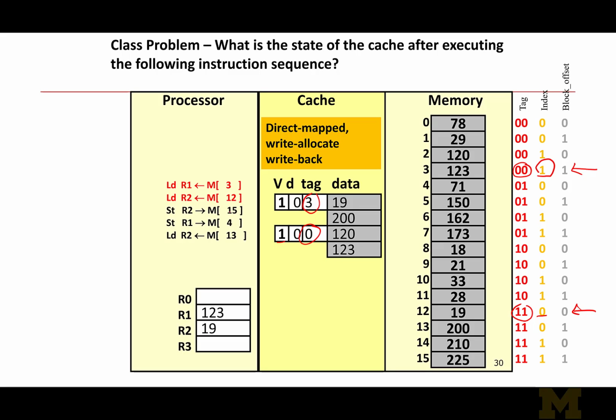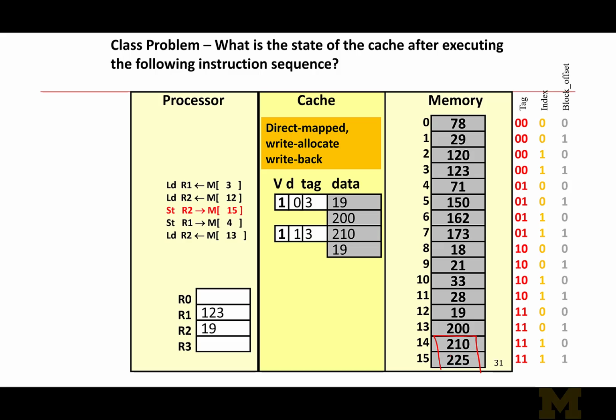Now I'm going to execute a store to the address 15. Address 15 has a tag 3 and index 1. So this cache line is the one that is going to get modified. The tag 3 does not match with the 0, so this line is going to get evicted. Because it's a write allocate policy, I'm going to replace it with the block with the tag 3. The value that I'm going to write is defined by the register R2. R2 is going to write 19 to the second byte in the block, which is what happened here. I fetched this block and I overwrote 225 with 19.